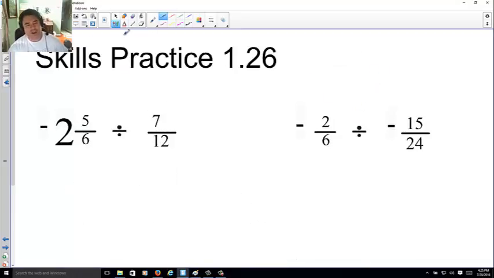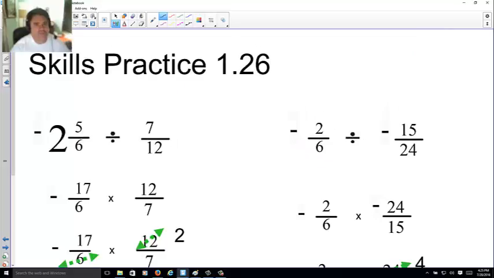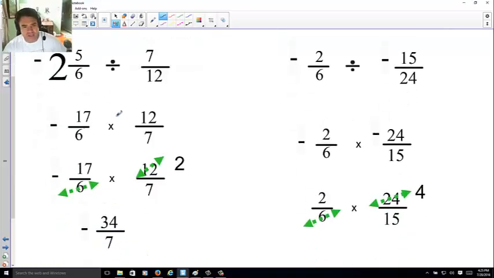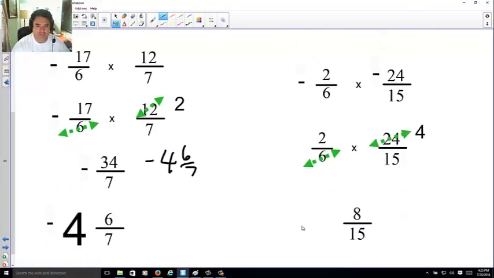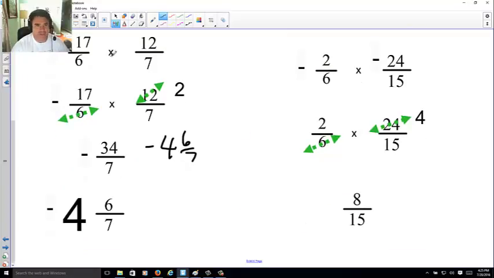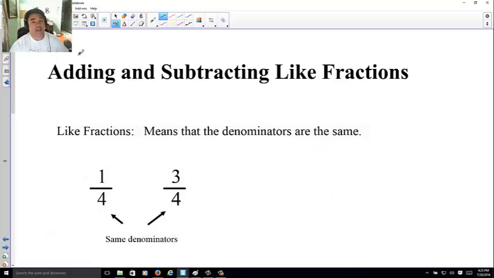Skills practice. Doing a little retro spiral. Go ahead and see what you can do. Pause it. Let's see how you did. We've got here negative 34 over 7, or if you prefer, negative 4 and 6/7, whichever makes you happy. And here 8/15.